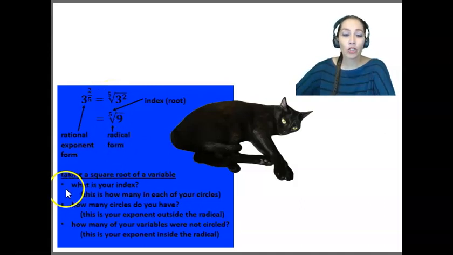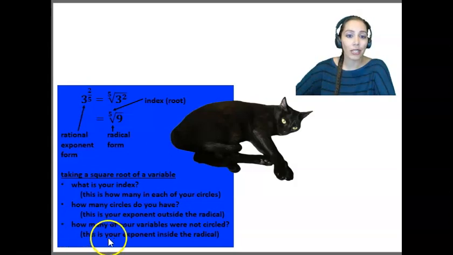If you are taking a square root of a variable, ask yourself, what is your index? This is how many you're going to have in each of your circles. Then you'll ask yourself, how many circles do you have? This is your exponent outside of the radical. And then your last question is, how many of your variables were not circled? This is your exponent inside the radical.